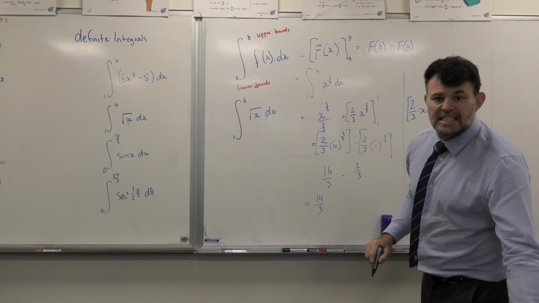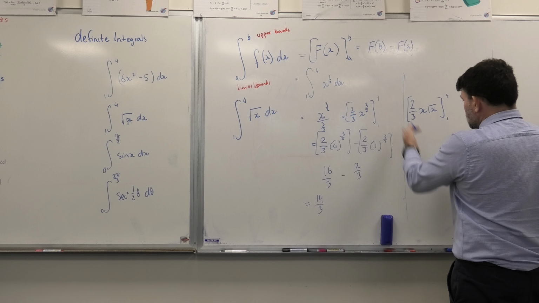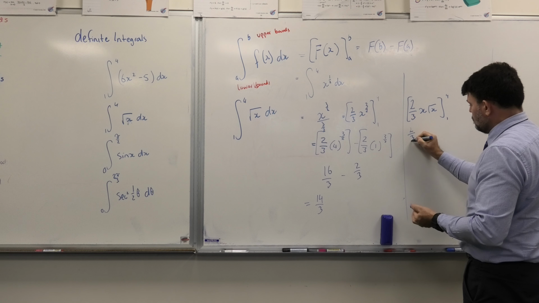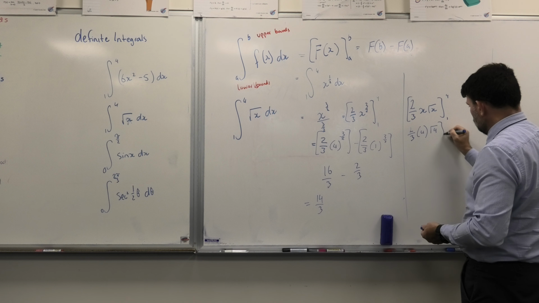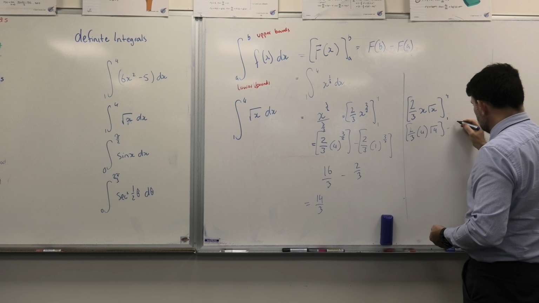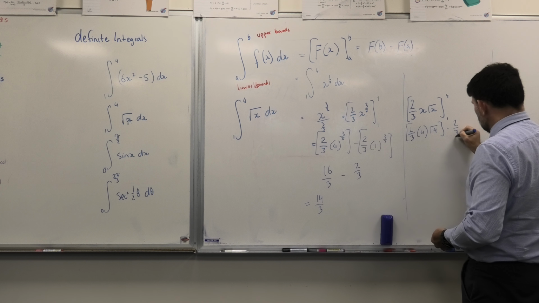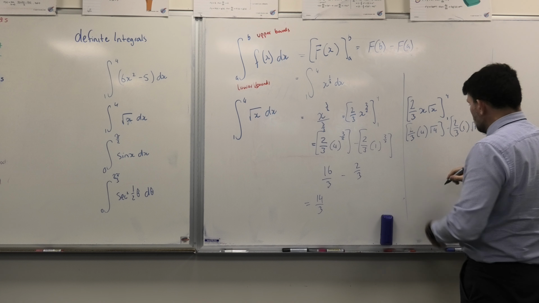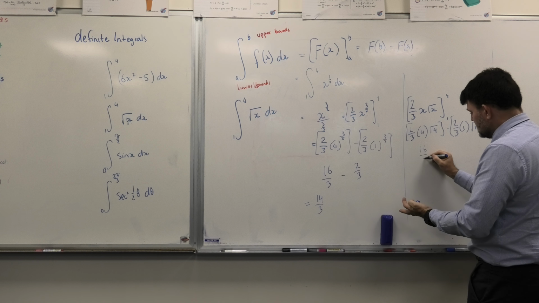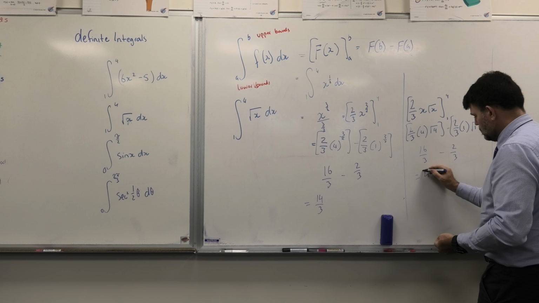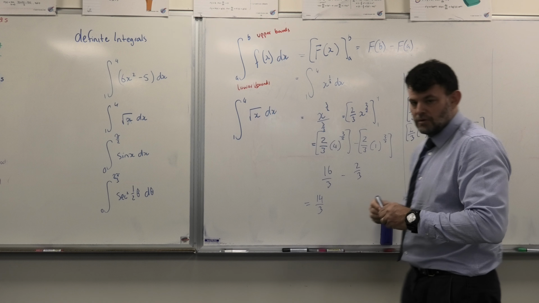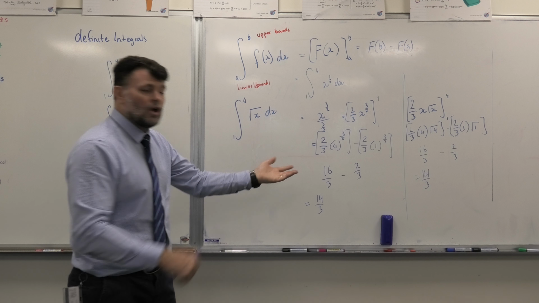14 thirds. Same thing to apply over here. If we just replace this, we'd have 2 thirds times 4 times the square root of 4, minus 2 thirds times 1 times the square root of 1. And we should still get that same answer of 16 thirds minus 2 thirds, which is equal to 14 thirds. Really important that you can do it either way.